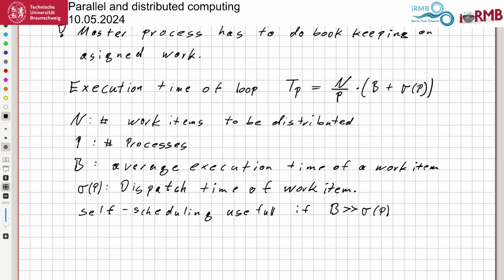The problem with this, or the problem can become, is that the bookkeeping of the boss is a serial process. Why is it a serial process?